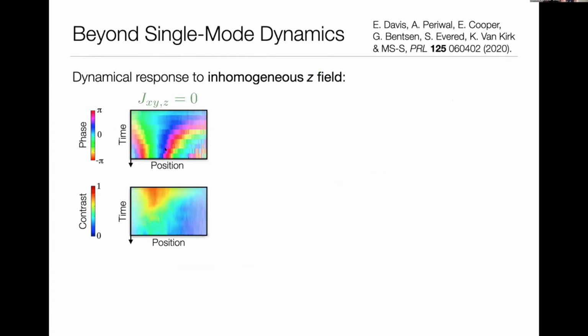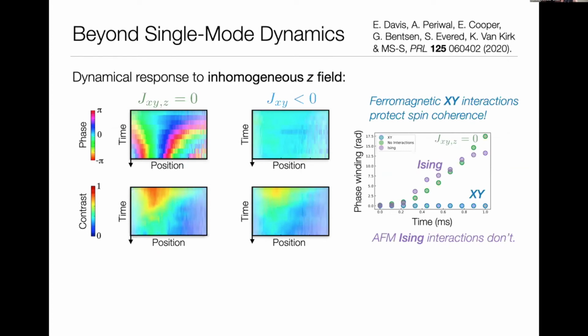Here's an experiment where we initialize a spin polarized state and turn on an inhomogeneous field. So there's a magnetic field gradient across the system. In the absence of interactions, that reveals itself if we look at the phase, by a phase winding across the cloud that's shown by this rainbow texture appearing. If we do the same thing in the presence of spin exchange interactions, the picture is dramatically different. All of a sudden it looks kind of boring, because this spin spiral is no longer appearing. The spin exchange interactions are protecting the system from dephasing. We can summarize that by looking at the phase winding across the cloud. Ising interactions, not surprisingly, don't do anything to combat the effect of an inhomogeneous Z field, but these XY interactions completely suppress this phase winding.